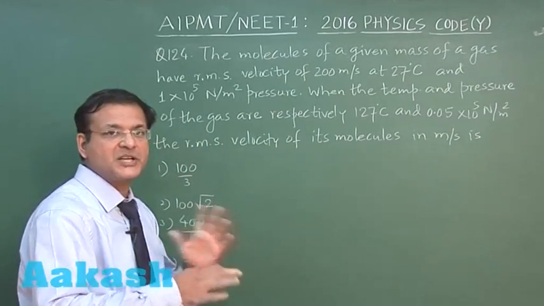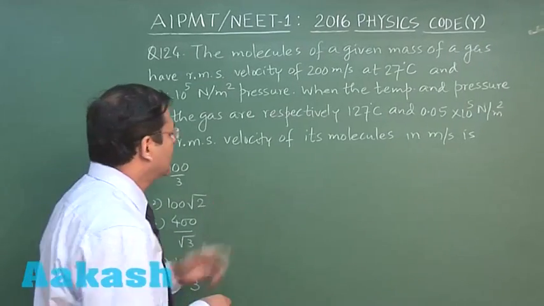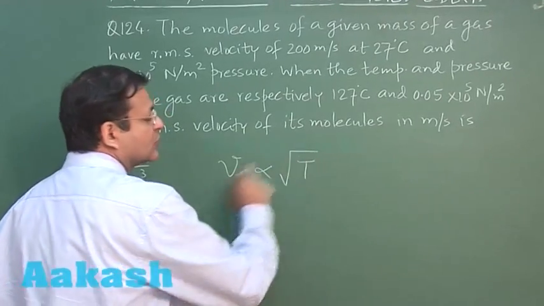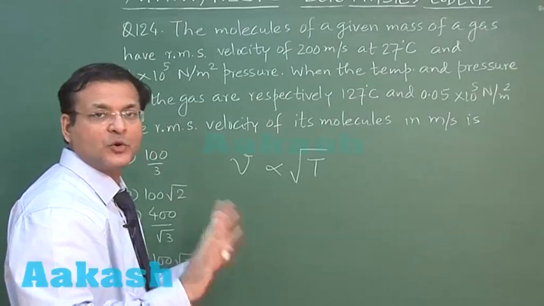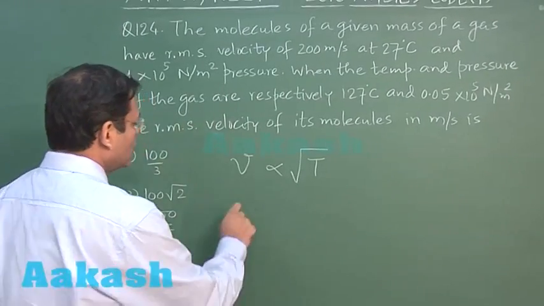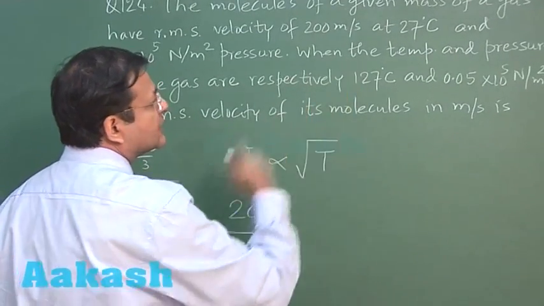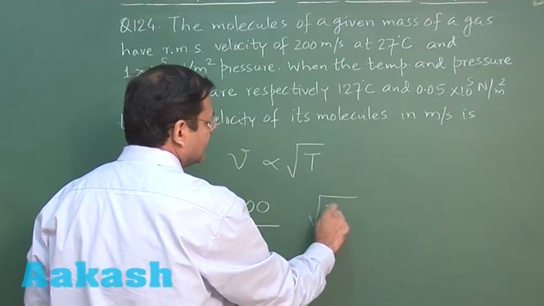So remember here the pressure change will not be affecting the RMS speed. It's only the temperature change. It is proportional to the square root of absolute temperature, you see. So whatever pressure change has been given, don't worry about it. Just think of the temperature change. So here 200 is proportional to square root of 300 Kelvin, because 27 degrees Celsius will be 300 Kelvin.